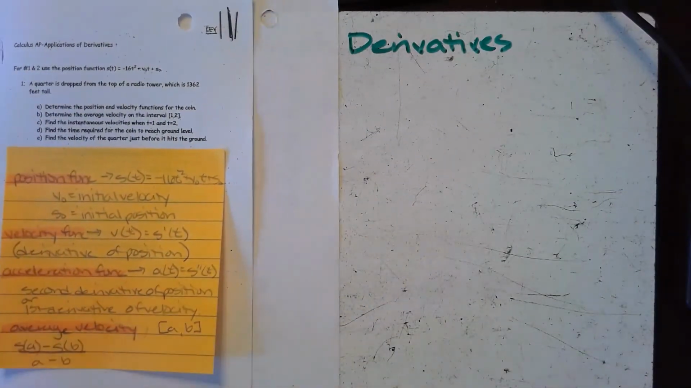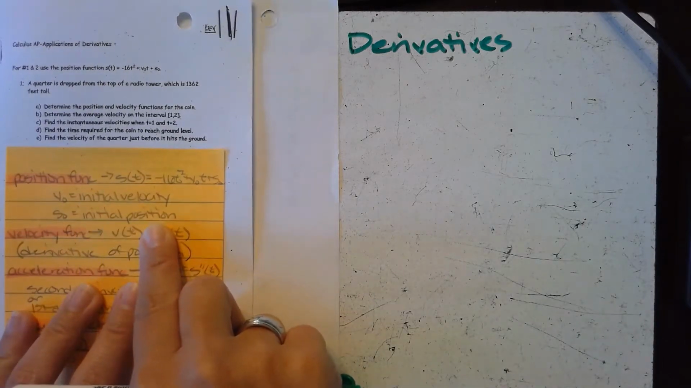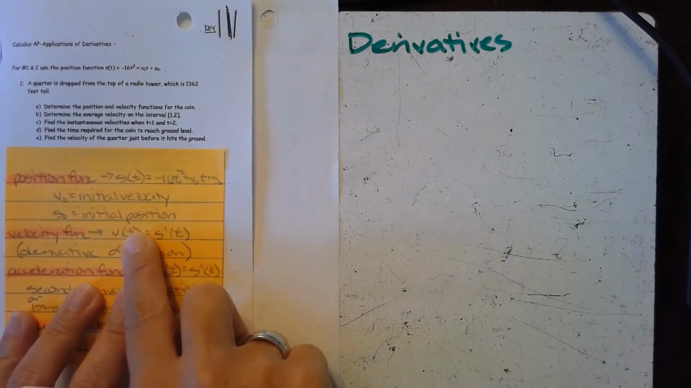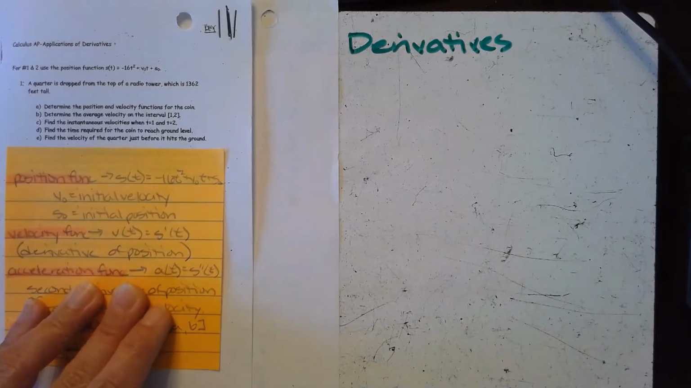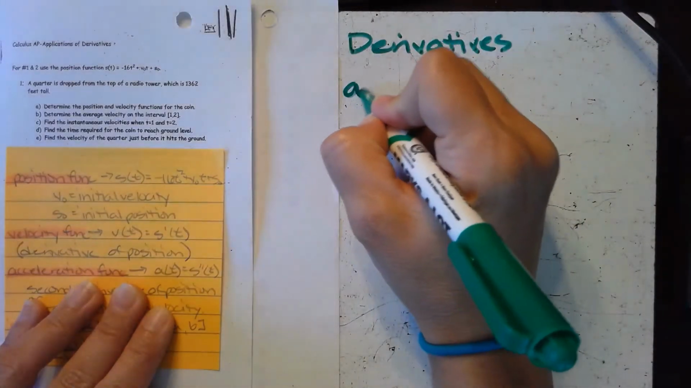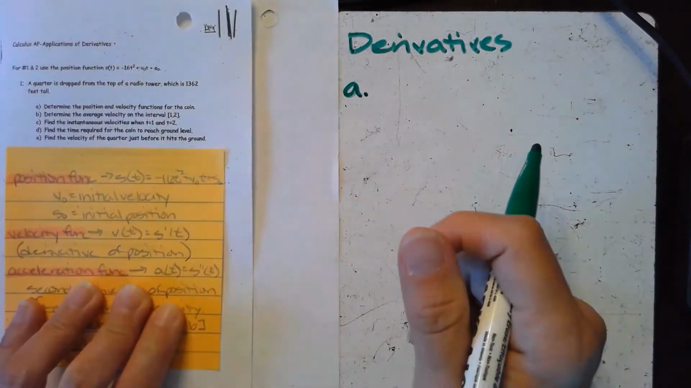A quarter is dropped from the top of a radio tower, which is 1,362 feet tall. So that's our initial position. It doesn't give us a velocity, but think about it: if you're just holding it at the beginning, what is the quarter's velocity? What we're going to do is determine the position and velocity functions for the coin.